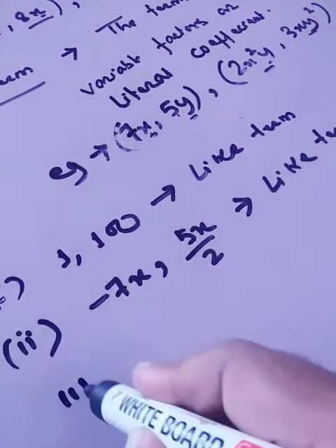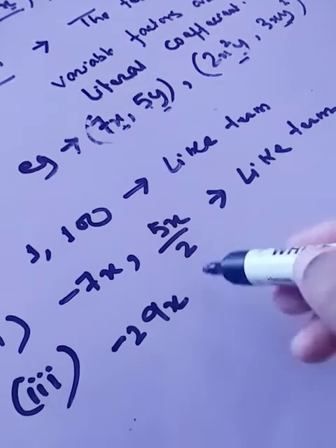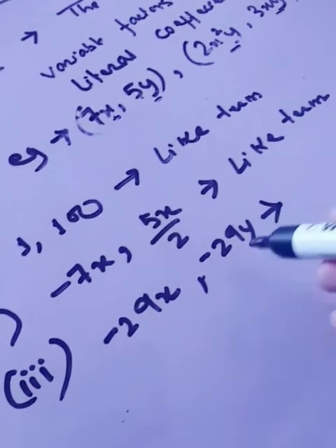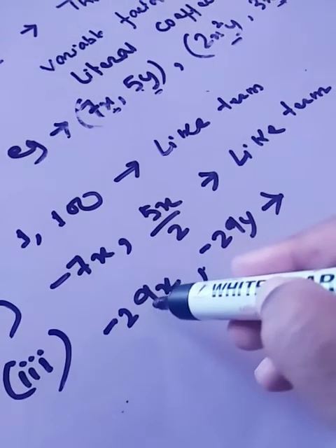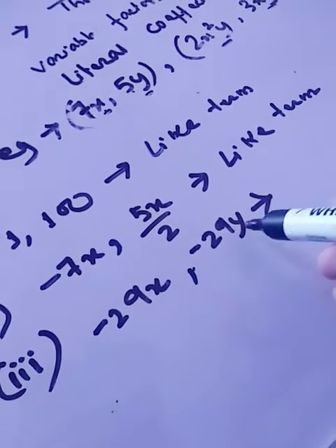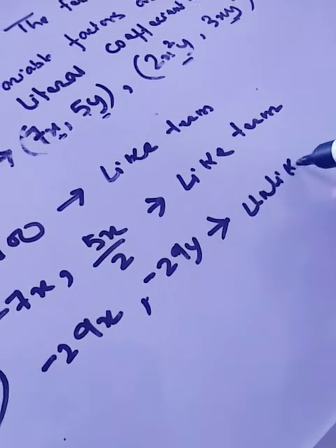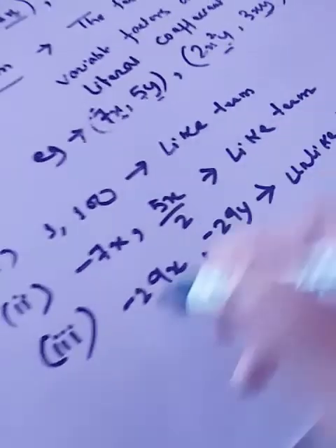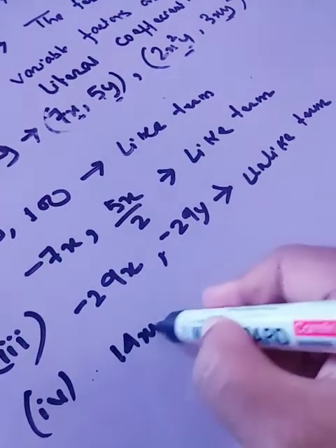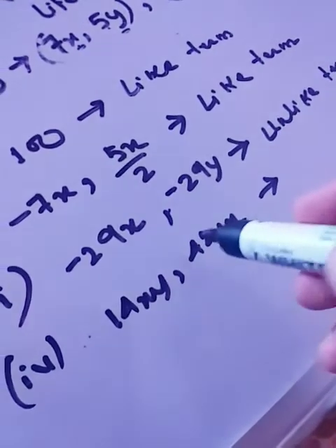Now sum number 3. What is sum number 3? Minus 29x comma minus 29y. Now see this, in this term we have the variable x, and in this term we have the variable y. So the variables are not matching, they are different. So we'll write unlike terms. Very easy, students. Now question number 4. 14xy comma 42yx. Now you say whether these two terms are like terms or not.